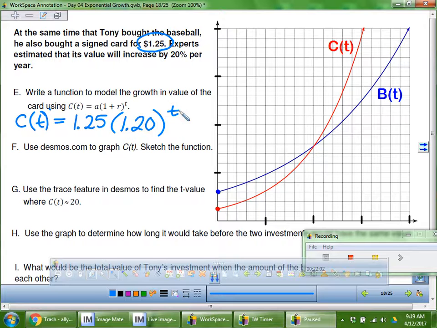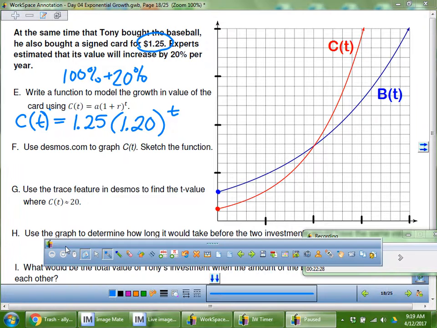This is 100% plus 20%. Yep. Okay. The rest of the problem is asking us to estimate something. So I need you guys to put your pencils down, and I need your attention back up front for a minute.